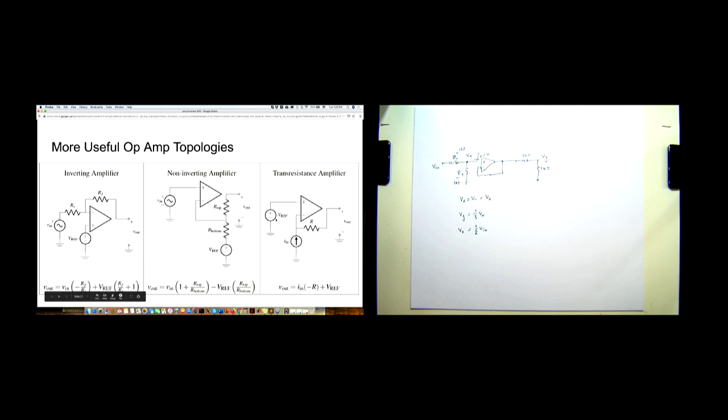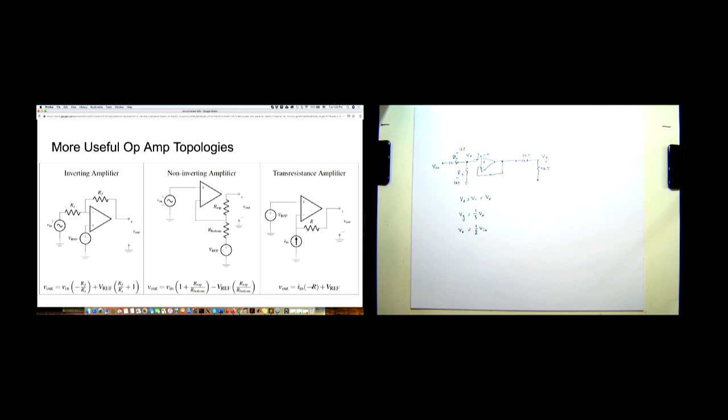And finally, the trans-resistance amplifier. If your input signal is a current, because no current is flowing through the minus terminal of the trans-resistance amplifier, all of this current is going to flow through the resistor here to the output. So because you have negative feedback, the positive terminal is Vref, so V minus is also Vref. And from Ohm's law, you have that V out minus Vref is equal to minus I in times R.